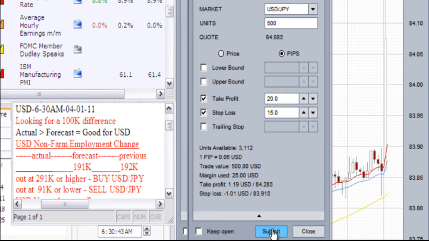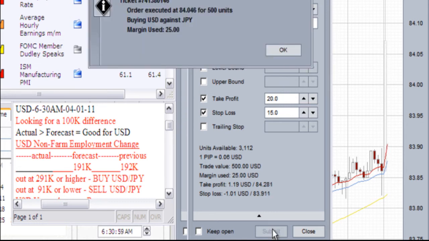The unemployment rate came out lower than the forecast by 0.1%, and came out lower than the previous by 0.1%. Both reports were good for the U.S. economy, so I decided to execute a trade.